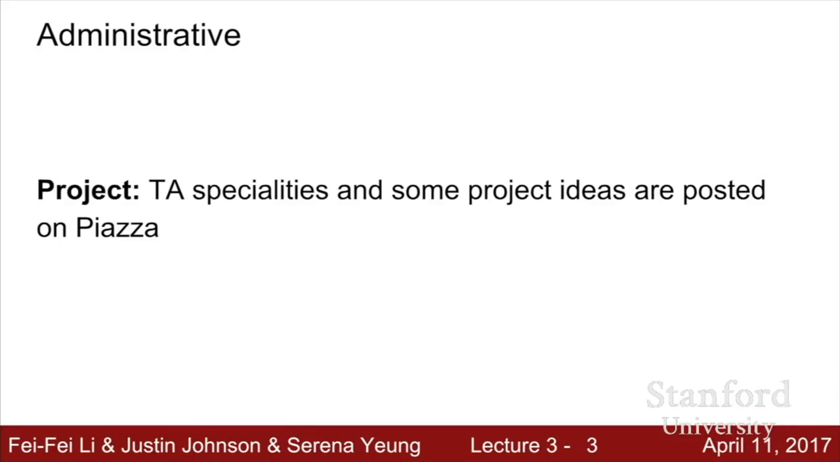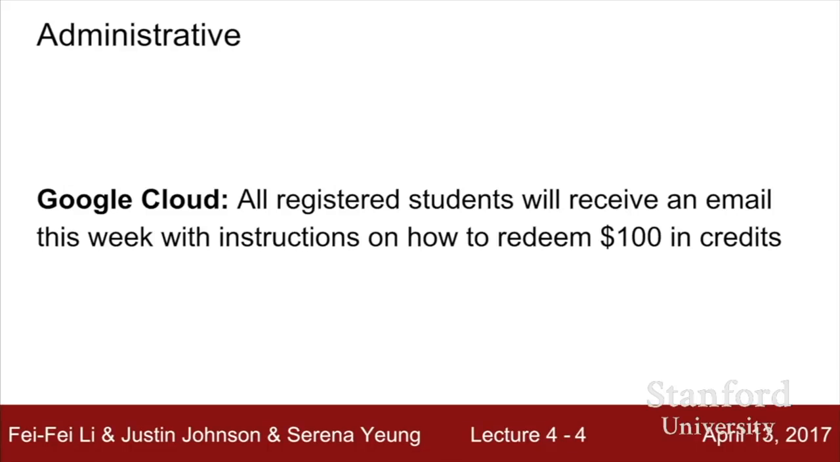So you should start thinking about your projects. There are TA specialties listed on the Piazza website. So if you have questions about a specific project topic you're thinking about, you can go and try and find the TAs that might be most relevant. And then also for Google Cloud, all students are going to get $100 in credits to use for Google Cloud for their assignments and project. So you should be receiving an email for that this week. I think a lot of you may have already, and for those of you who haven't, it should come by the end of this week.